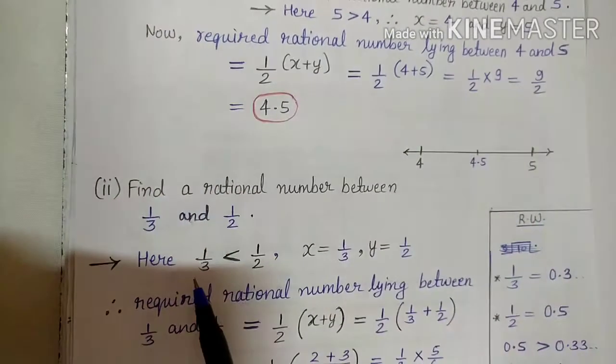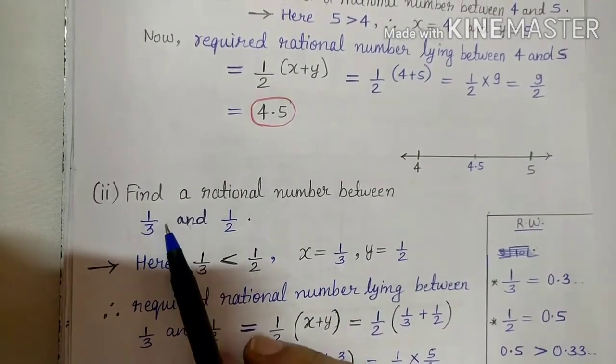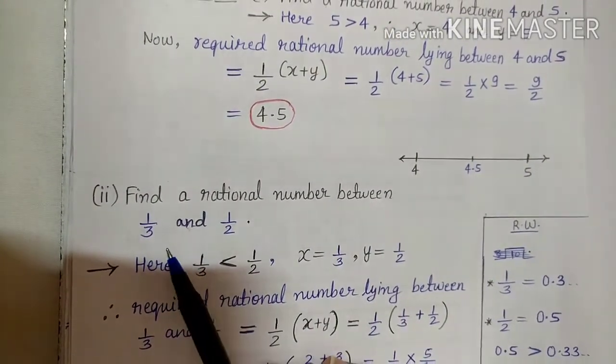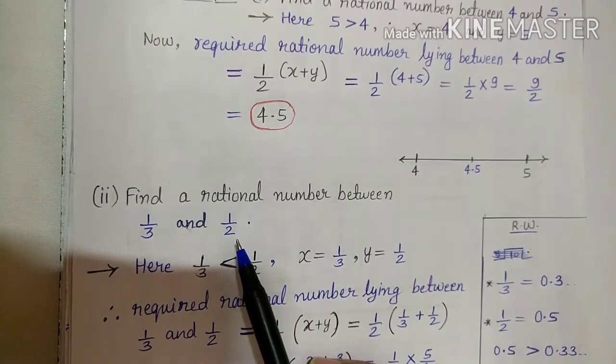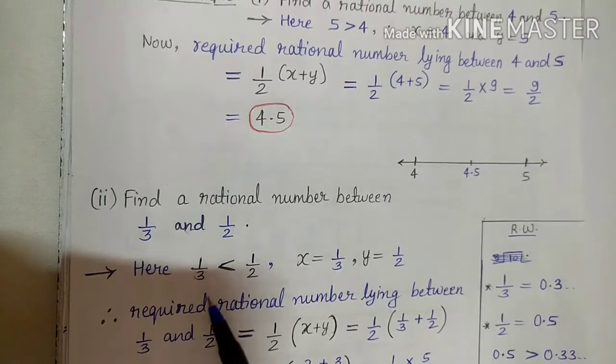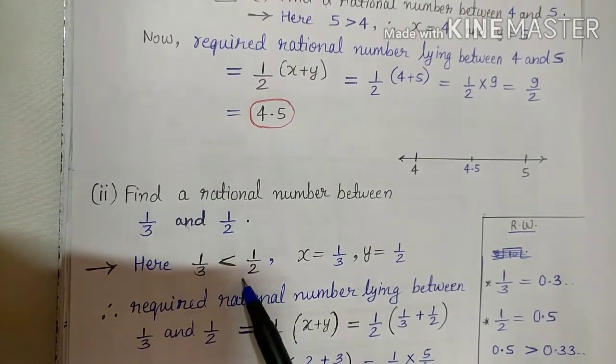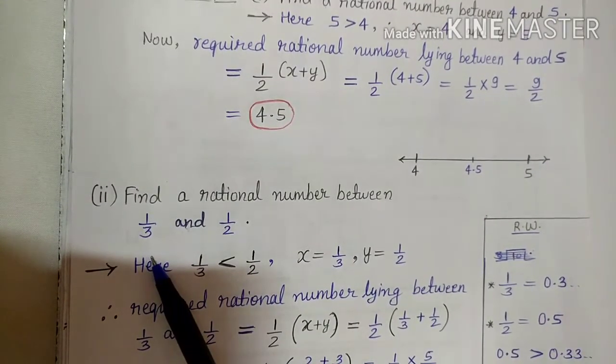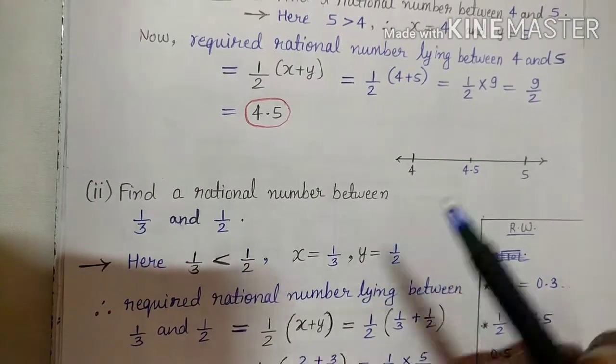So first just check this second part. Find a rational number between 1 upon 3 and 1 upon 2. So what is the first step? We have to check which one is smaller and which one is greater. As we can see, 1 upon 3 and 1 upon 2. Half is greater than 1 upon 3, and if you don't understand, you can divide it.